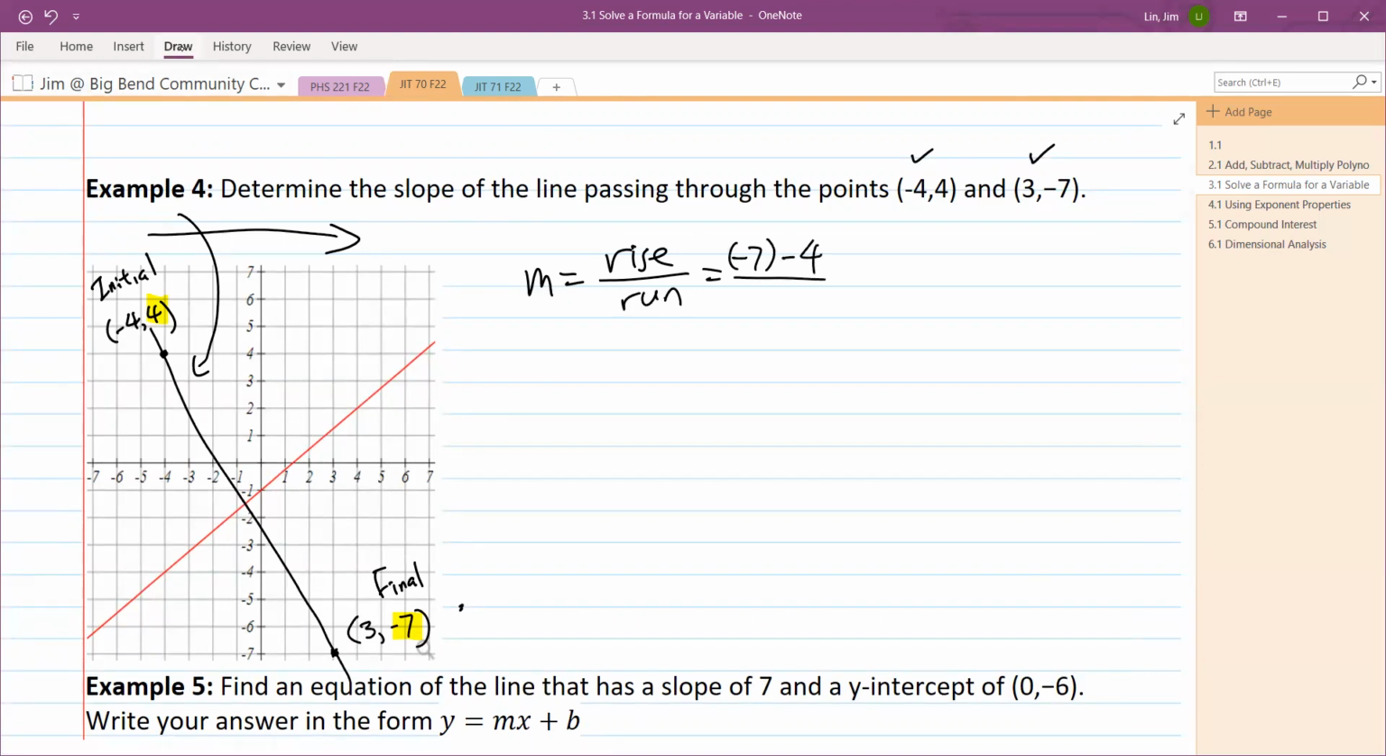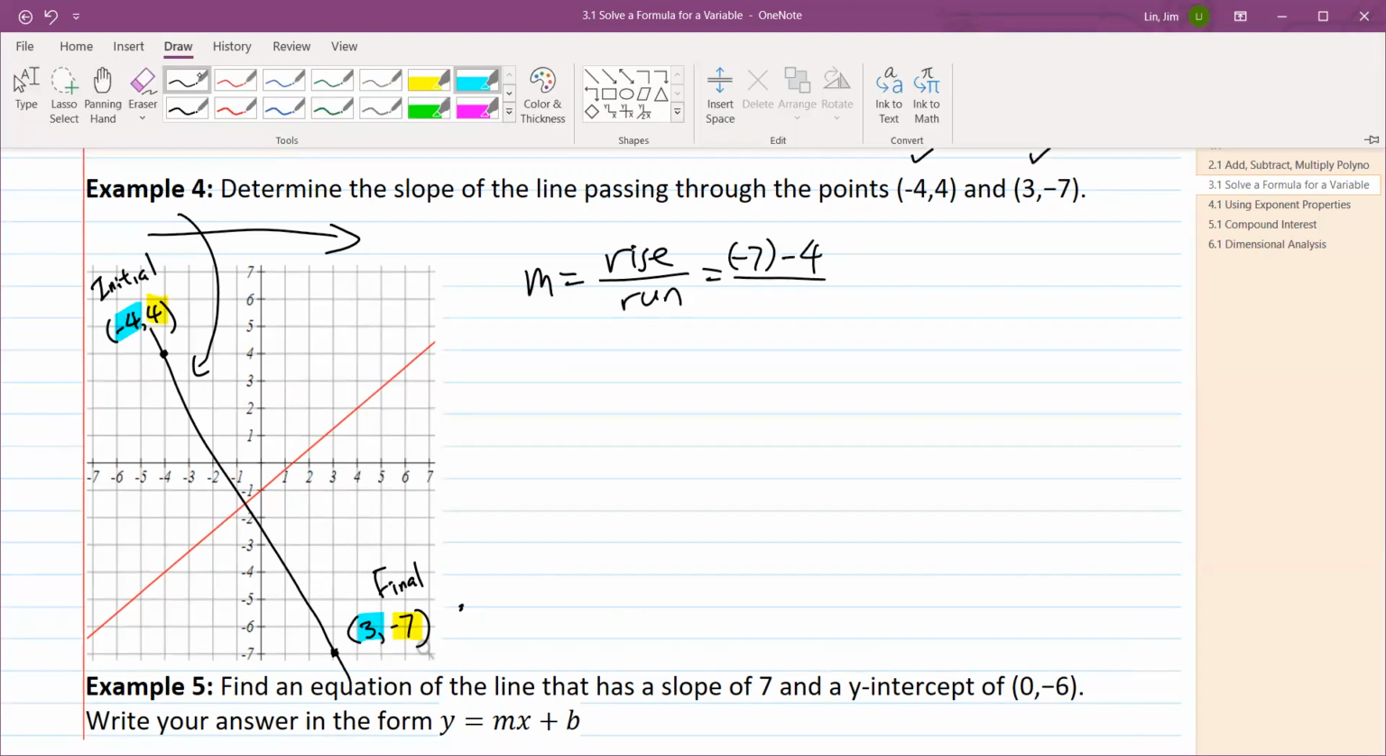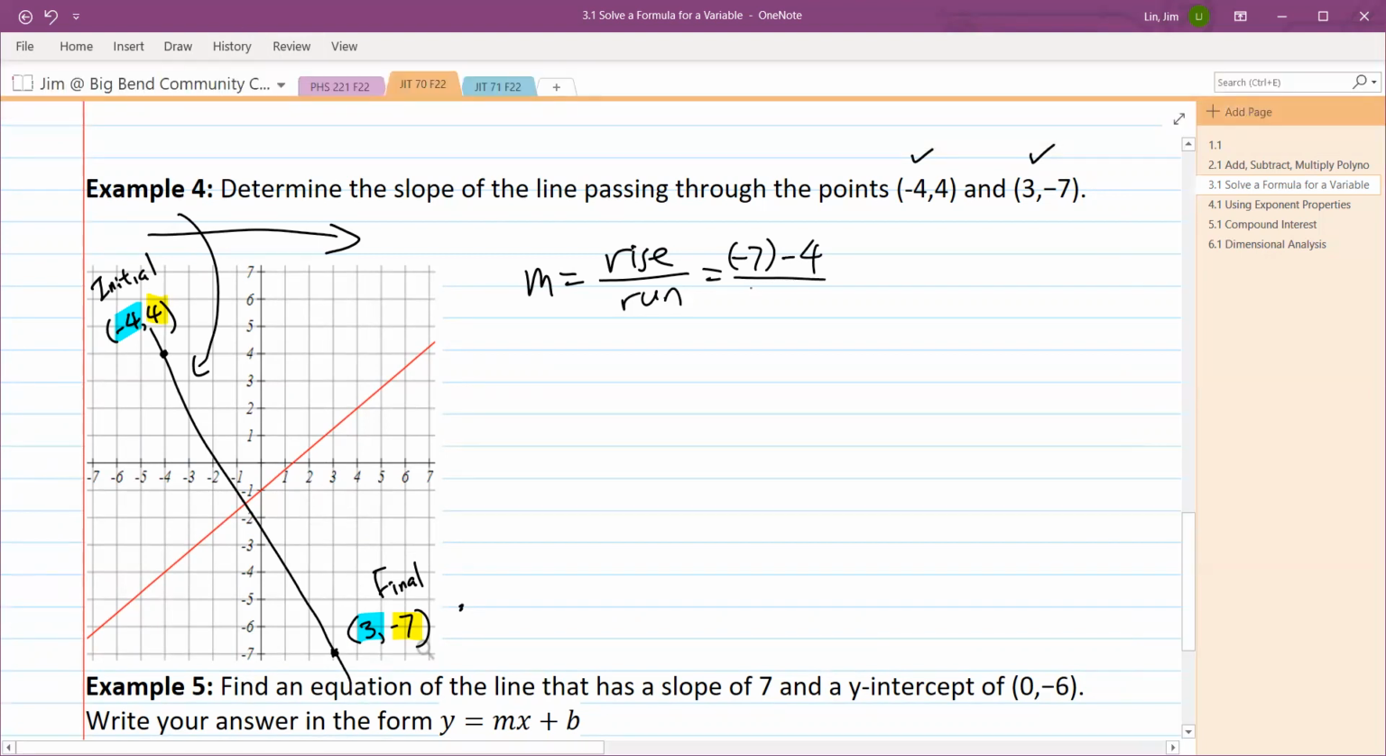All right, how about the run? Run equals the final x value minus the initial x value. We are finding the difference, and that's how we see how the variables change on the graph. And then the steepness level will be found as a numerical answer. 3 minus -4, and then the answer will be -11 over +7.